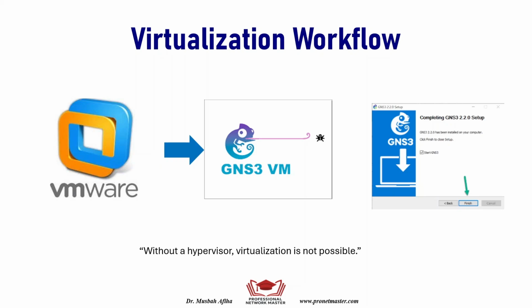So the workflow is simple. VMware provides the environment, GNS3 VM provides performance, and GNS3 gives us control. This combination allows us to simulate a real network without physical hardware.